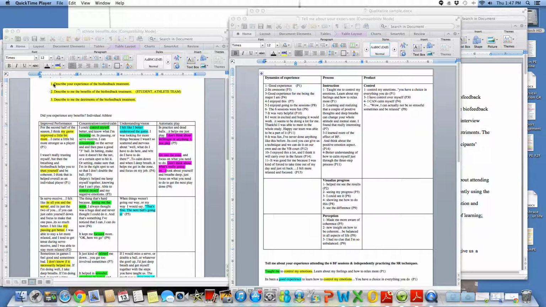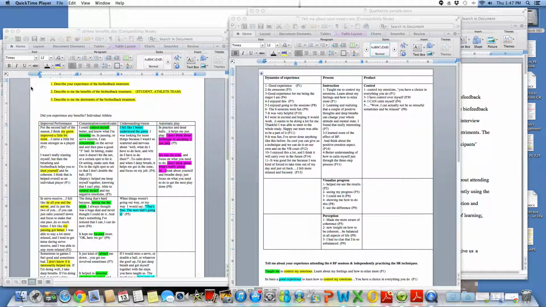The first was describe your experiences of the biofeedback treatment. The second was describe the benefits of the biofeedback treatment. And the third was describe the detriments of the biofeedback treatment.